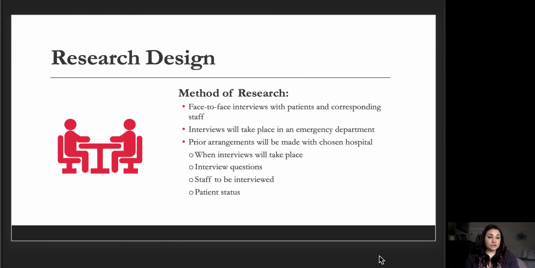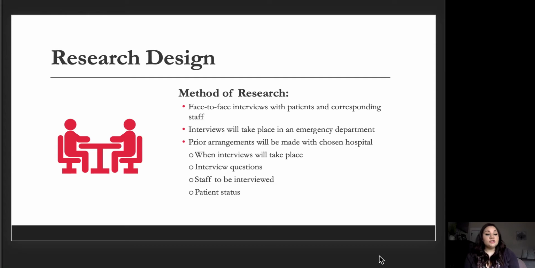So to get into the research design, the method of research that we're going to be using is face-to-face interviews with patients and their corresponding staff. These interviews would take place in an emergency department, and prior arrangements will be made with the hospital on how these interviews will take place. These prior arrangements will begin by determining with the hospital when these interviews will take place, so that the researchers aren't just going in randomly and speaking with random patients.